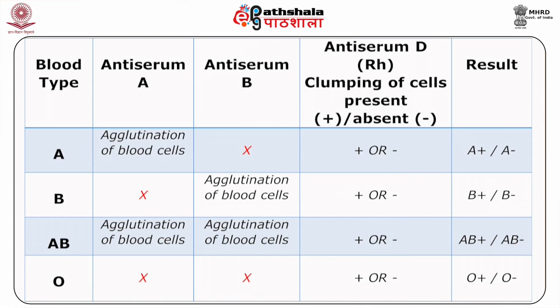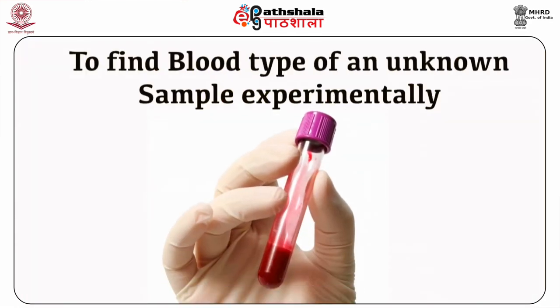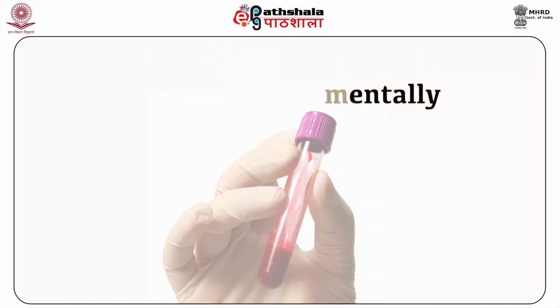If clumping occurs, it indicates a positive Rh, and absence of clumping signifies a negative blood type. Let us consider a sample of blood and find its blood type experimentally.